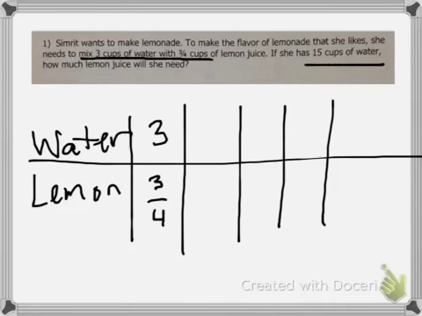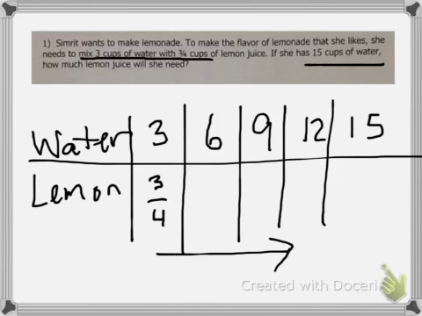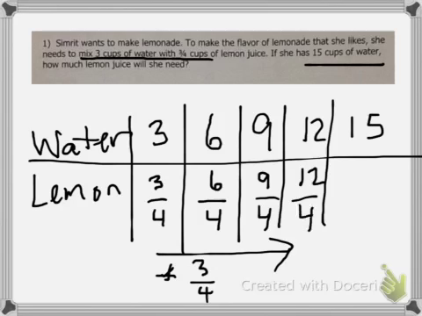So on the top for water, I'm going to add by 3s: 3, 6, 9, 12, 15. And on the bottom for lemon juice, as I move to the right, I'm going to add 3/4 each time. So 3/4 plus 3/4 gives us 6/4. 6/4 plus 3/4 gives us 9/4. 9/4 plus 3/4 gives us 12/4. And 12/4 plus 3/4 gives us 15/4.